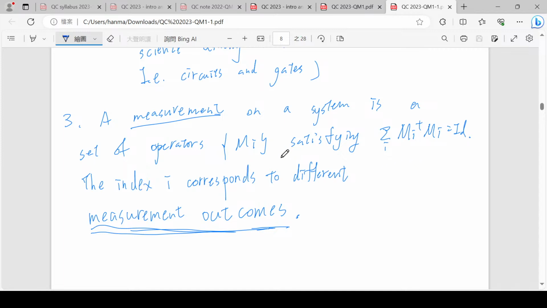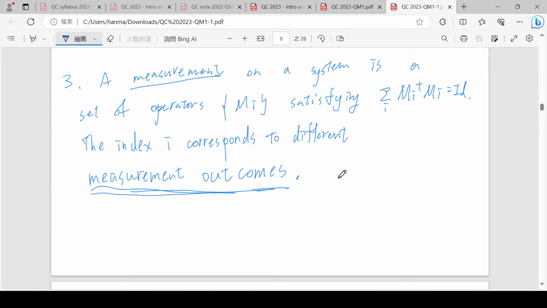And we have this i here. So this i is the indices, labeling different M_i. So maybe this set has 3 elements, then you have M1, M2, M3, then i equals 1, 2, 3. Okay, and those indices will also correspond to different measurement outcomes. So you have i equal to 1, 2, 3, then you have 3 different possible measurement outcomes.